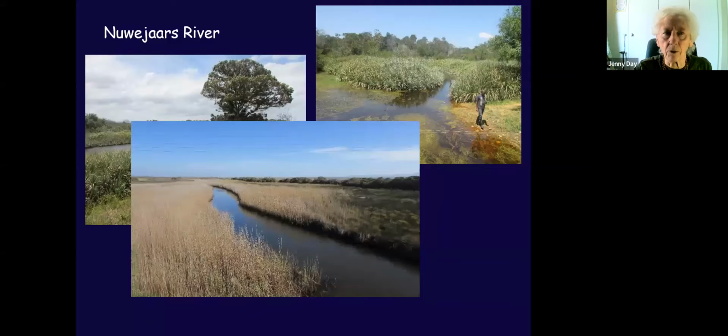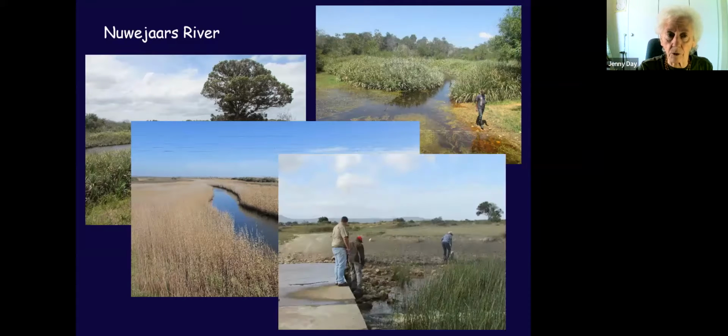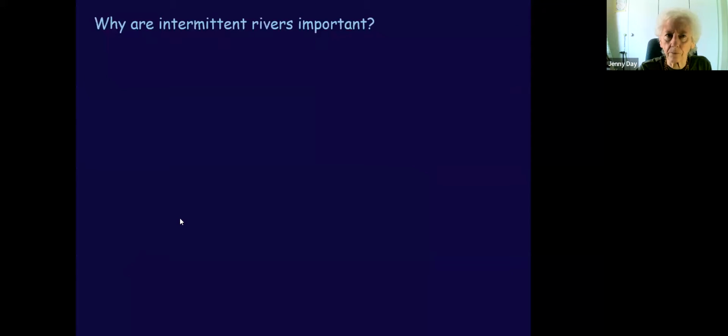So we thought this was a perennial system, and we were looking for a perennial system to do certain amounts of work. And within a year of us starting our non-perennial rivers project, hey presto, there was virtually no flow in the Nuwejaars at all, and there was virtually no water at all. So that is our almost perennial system.